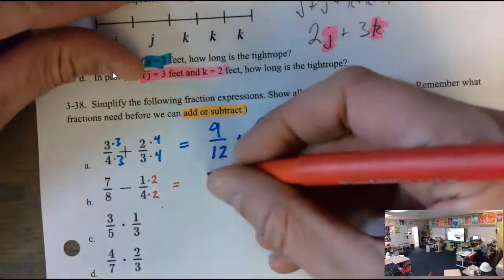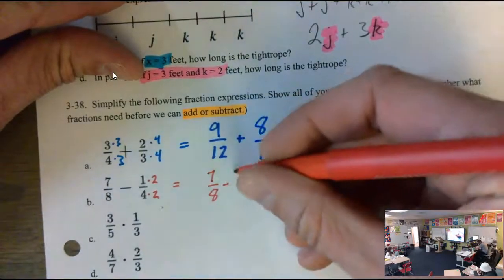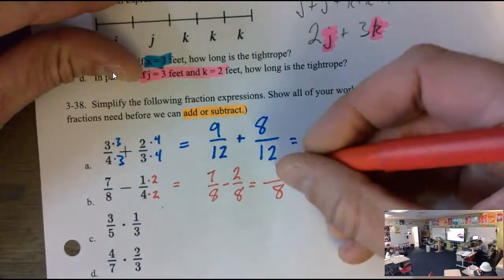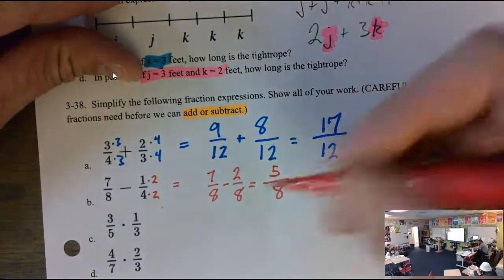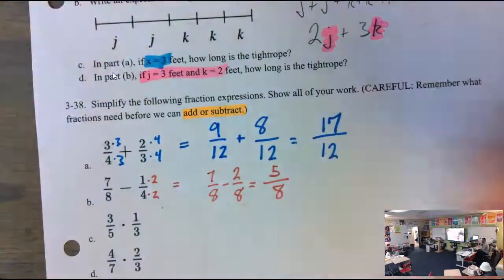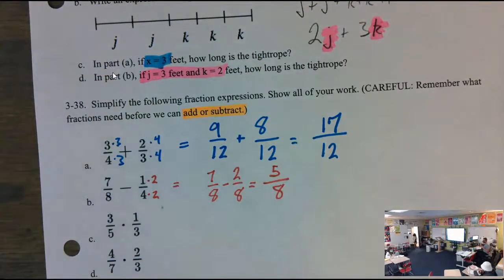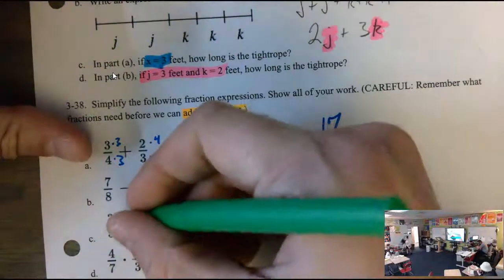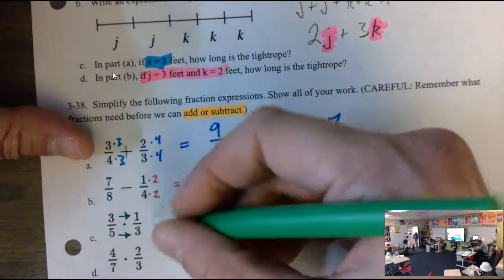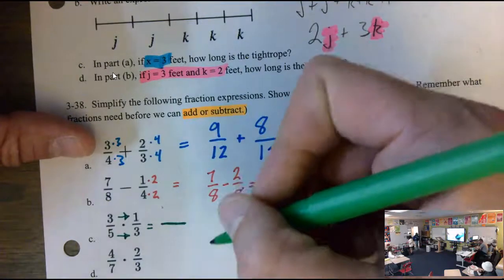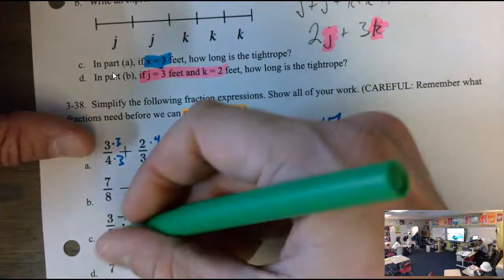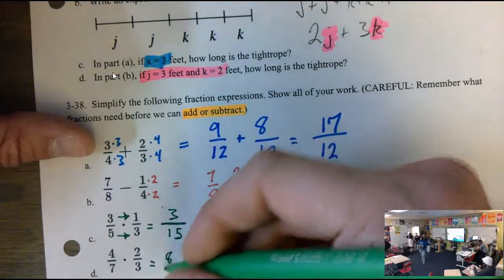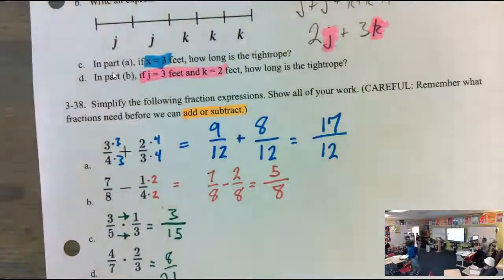So this would become 7/8 minus 2/8. Keep that common denominator. 7 minus 2 is 5. But C and D are different. Are we adding or subtracting? No! They're easier. I know, kind of a bad word. So we go straight through the top to multiply and straight through the bottom to multiply. That's it. We don't need common denominators. So 3 times 1 is 3. 5 times 3 is 15. 4 times 2 straight across the top is 8. 7 times 3 straight across the bottom is 21.